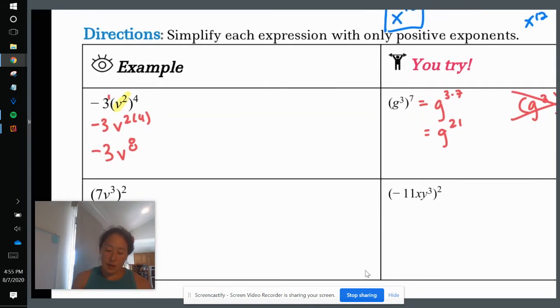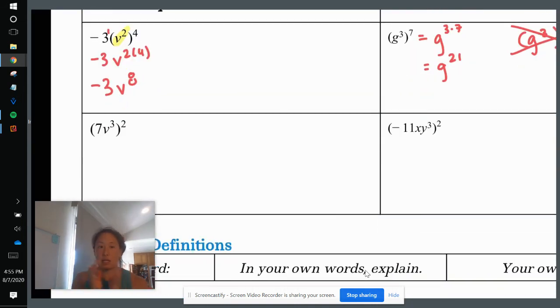Another example. The quantity 7v to the 3, all raised to the second. So this time, is the 7 on the inside or the outside? Is it being affected by the squared or not? Since it's inside the parentheses, it is being affected by the squared. So what is the exponent on the 7? It's a 1. The 3 only belongs to the v.